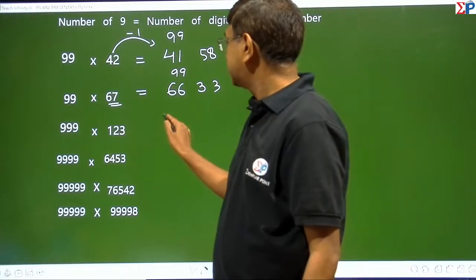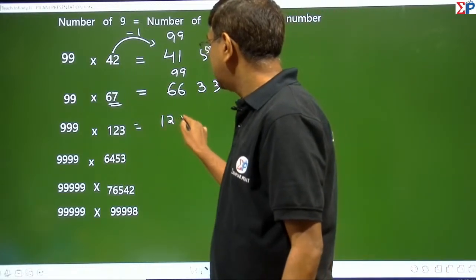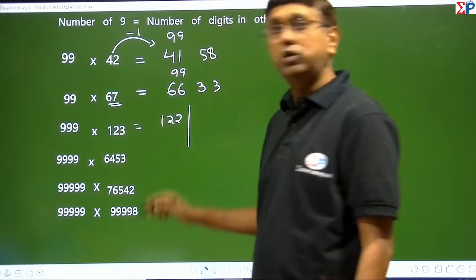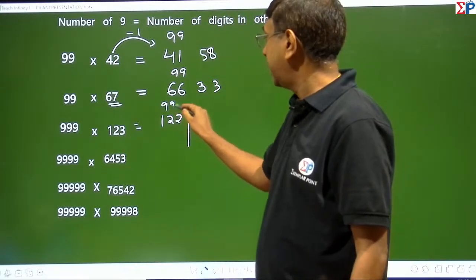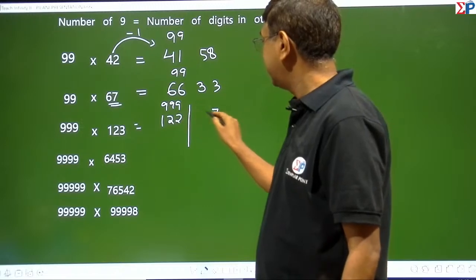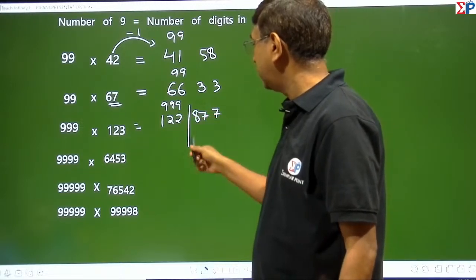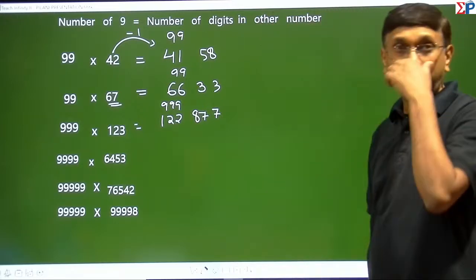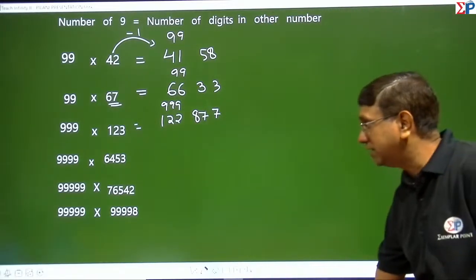Then you can have this. So you will have 1, 2, 2. 123. So you'll have 1, 2, 2. And then when it comes to 9, 9, 9, you will have 7. You will have 7 and an 8 out here. So the answer is 122877.